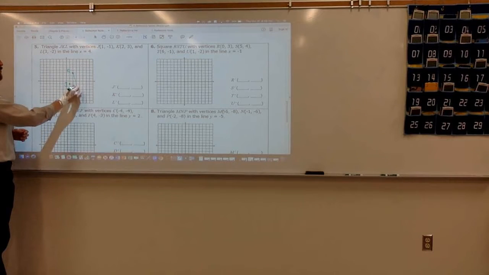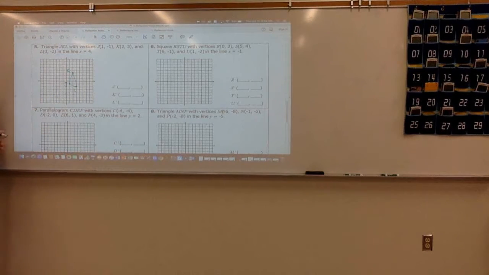Okay, so here is my original triangle JKL. I want to take this and reflect in the line x equals 4. What does the line x equals 4 look like? I don't know.